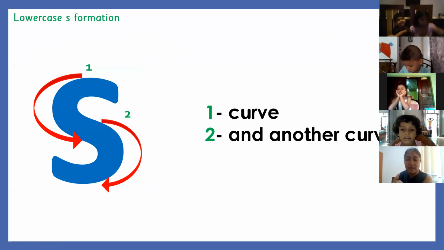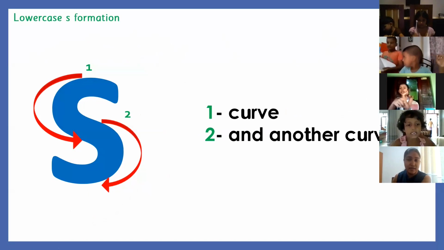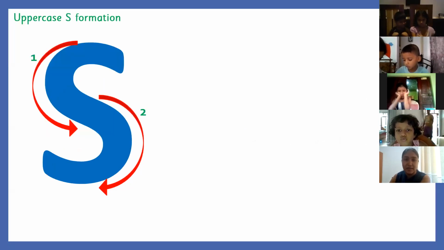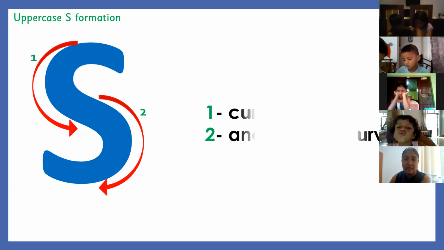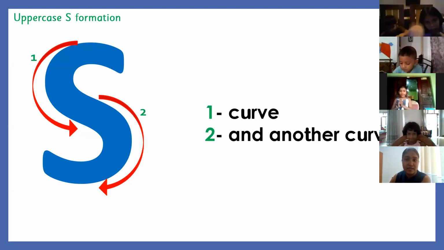Curve and another curve. This one is the small one. Next one is uppercase, capital. How do we write this? It is the same way we write the lowercase. Curve and another curve.